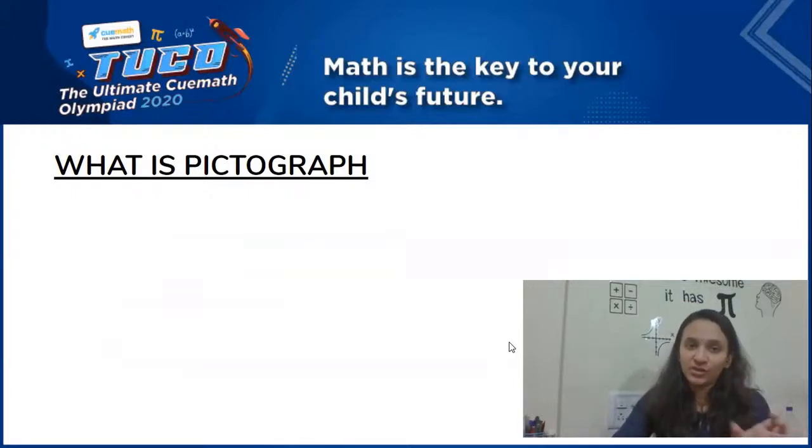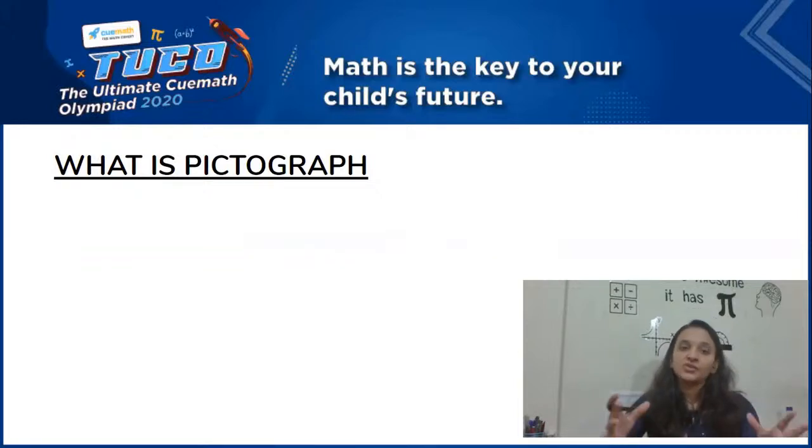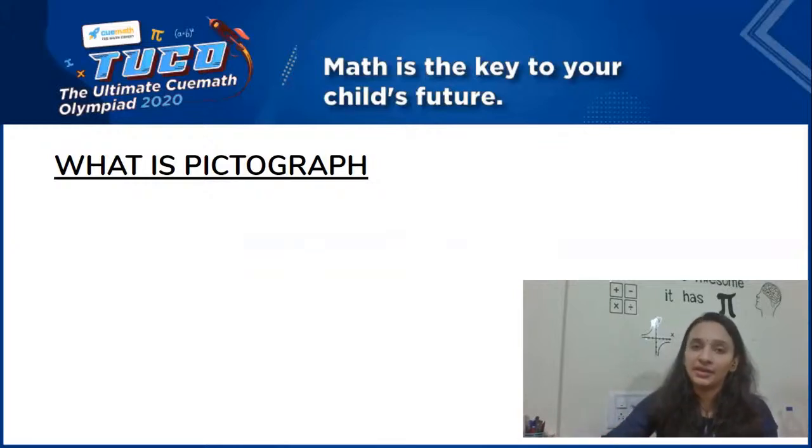Now, if we break this word pictograph into two parts, which is picto and graph, picto means picture, something which is image oriented, picture oriented. So a graph which is picture oriented is called a pictograph.